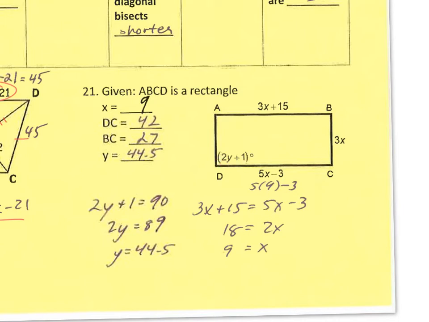DC, you plug it in. 9 plugged into here. Pretty simple. BC, plug it in. 9 plugged in there. And the other property, unique to a rectangle, is that these angles are 90. 2y plus 1 is 90. So that's how you're going to find y. So check your work, see if you got it.